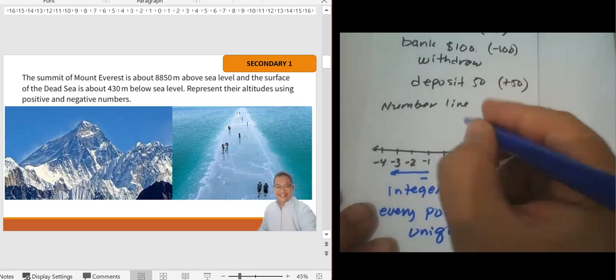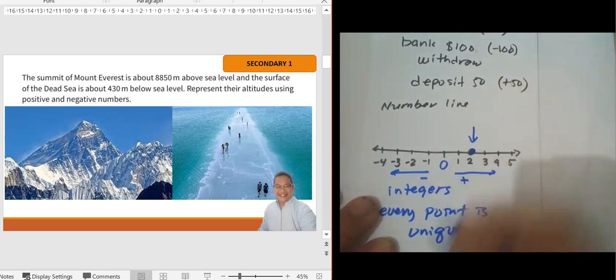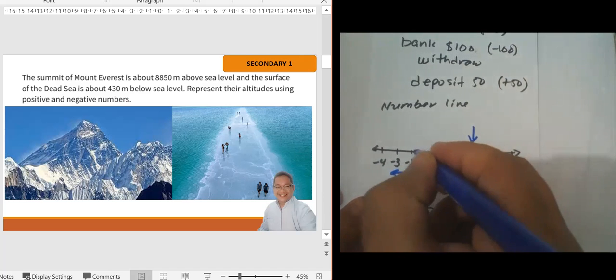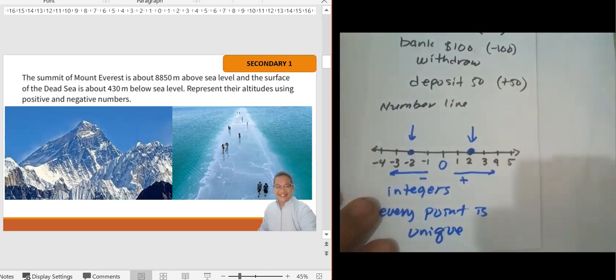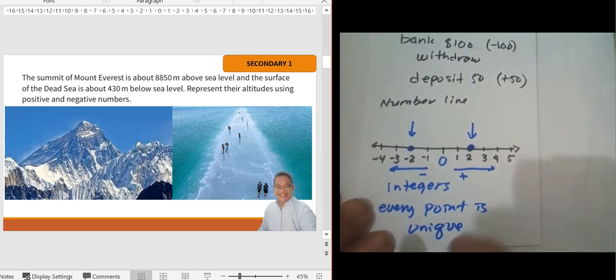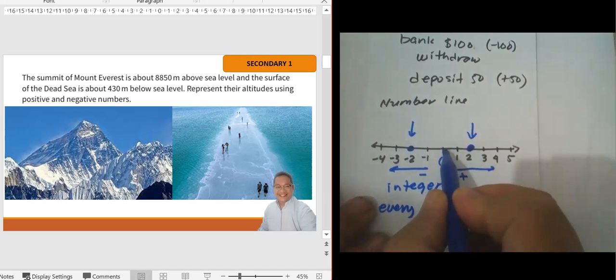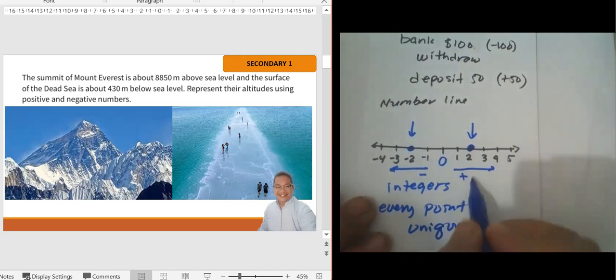The 2 is only exclusive for that point. Every point is unique from each other. This is negative 2. It is impossible for 2 points to have different numbers. Okay, so every point is unique. Another characteristic of this is that when you go to the right, the numbers are increasing. When you go to the left, the numbers are decreasing, right?